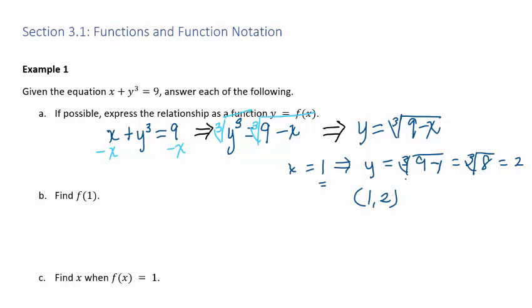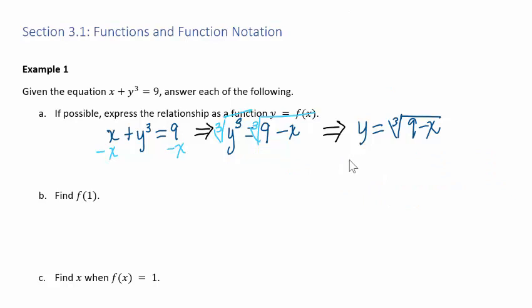And we can continue in this manner, and we always notice that this relationship holds, that for every value of the independent variable, there's only one value of the dependent variable, and therefore this is a function. And lastly, since it is a function, we're going to exchange y for f of x. So f of x is equal to the cube root of 9 minus x.